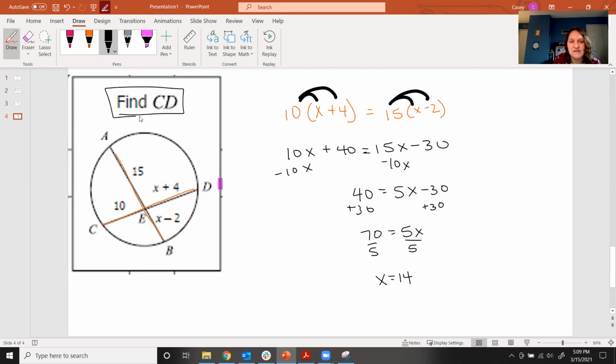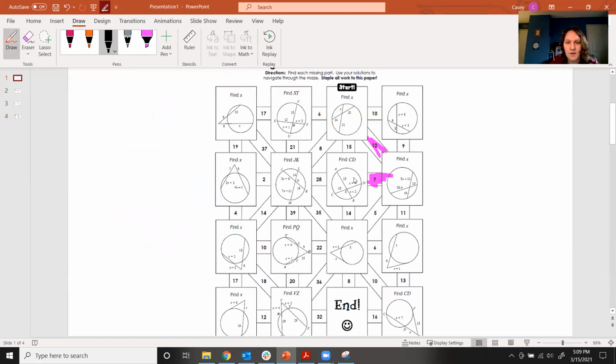Okay, that's x, but that's not CD. So let's find CD. I'm going to plug in a 14. CD is this entire chord. This piece is 10 and this piece is 18. So the length of CD is going to be the sum of 10 and 18, 28. So when we look at the maze, we are going to follow the path of 28.